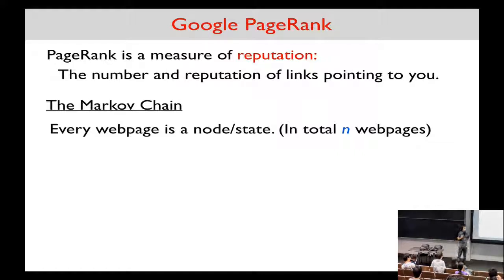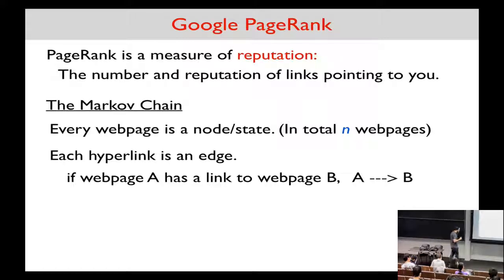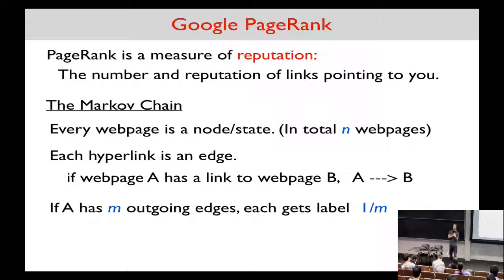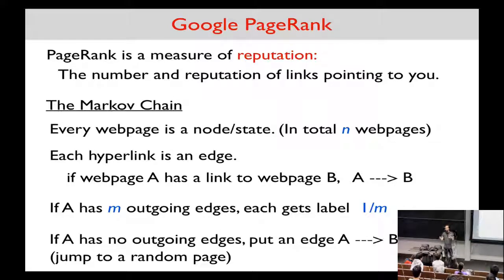So for each web page out there, you're going to have a node, a state in your Markov chain. What are the edges in your Markov chain? If there is a hyperlink from web page A to web page B, you put a link from A to B. So if CNN has a link to my web page, it doesn't, but if it did, there would be an edge from CNN to my web page. If A has M outgoing edges, each gets labeled 1 over M. So uniform distribution, basically.